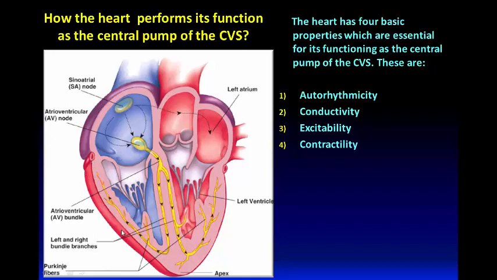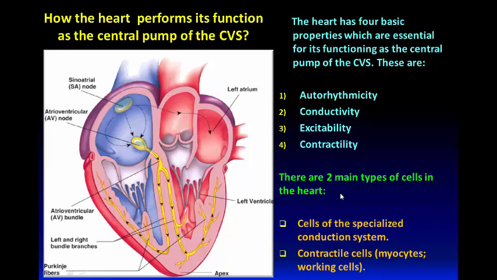And when these stimuli reach the cardiac muscle cells in the walls of the atria and the ventricles, they excite them. So excitability is the third important physiological property of the heart. And when these cells are excited, they respond electrically and mechanically by contraction. So contractility is the fourth basic physiological property of the heart.